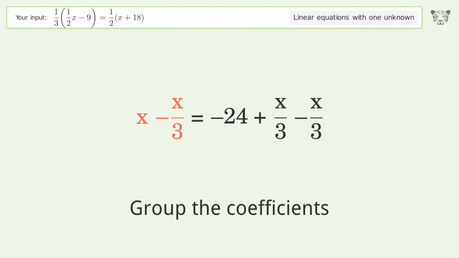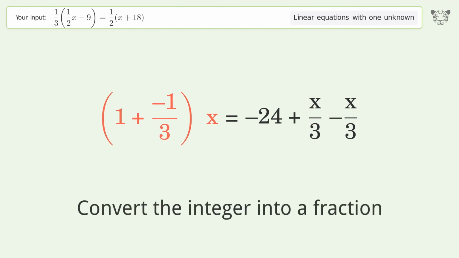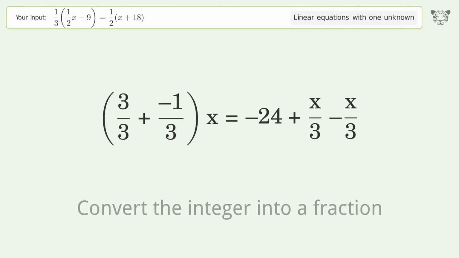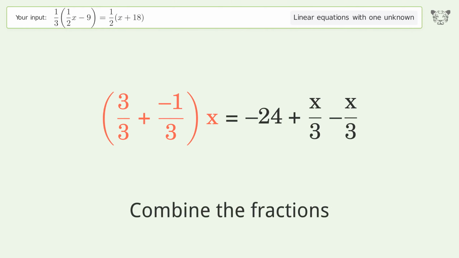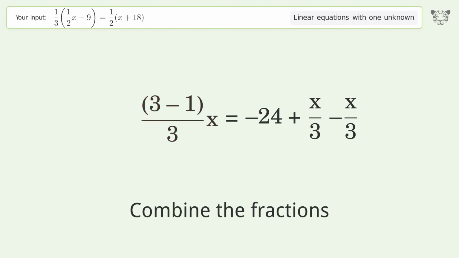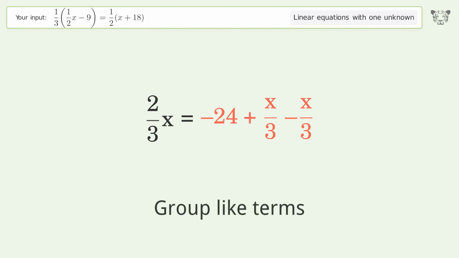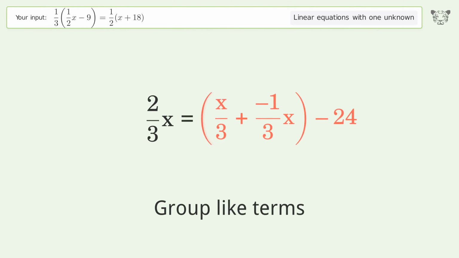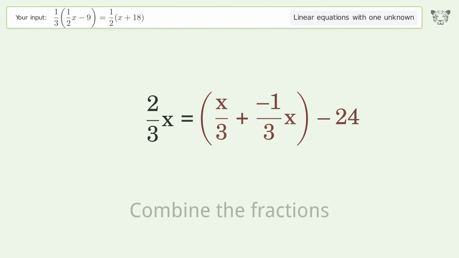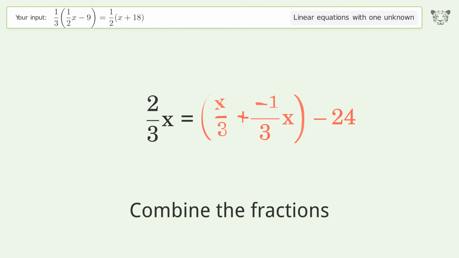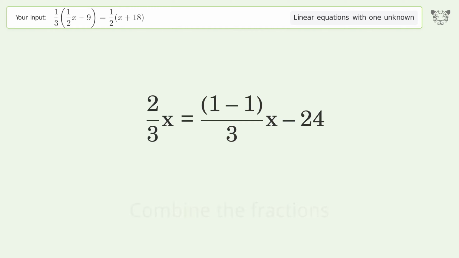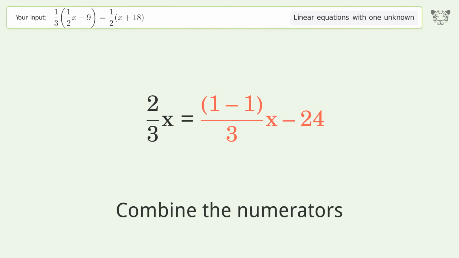Group the coefficients. Convert the integer into a fraction. Combine the fractions. Combine the numerators. Group like terms. Combine the fractions. Combine the numerators.